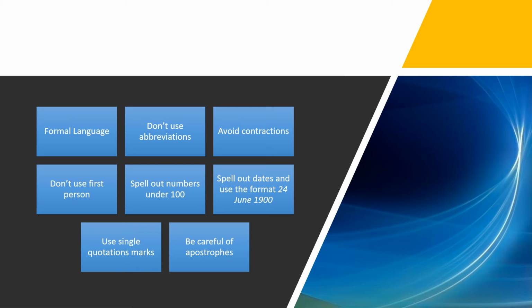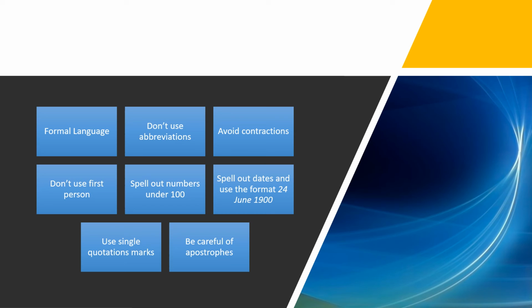Avoid using contractions unless you're quoting. So a contraction is like don't, do not. Don't use don't, use do not. Now in history, we don't use first person pronouns, so we don't say I think, you think, we think, they think. Well, you can use they think. Don't use first person. Don't use I think. It's just not academic in history. Unless you are quoting, and then you can use I think, but only if you're quoting directly from a book.